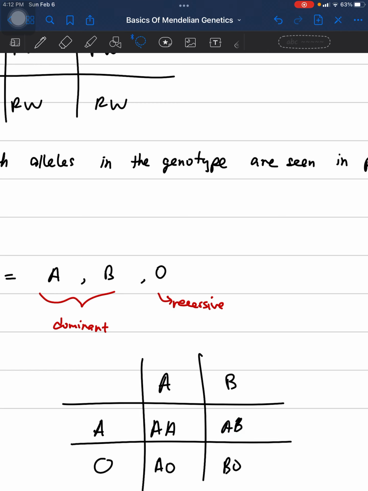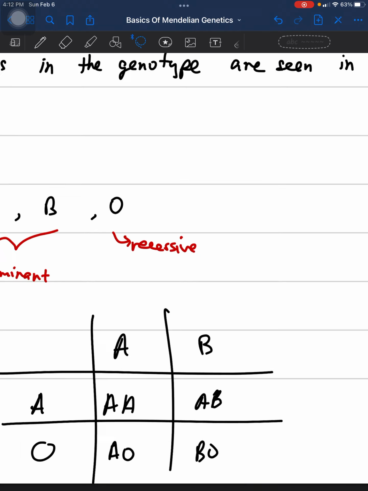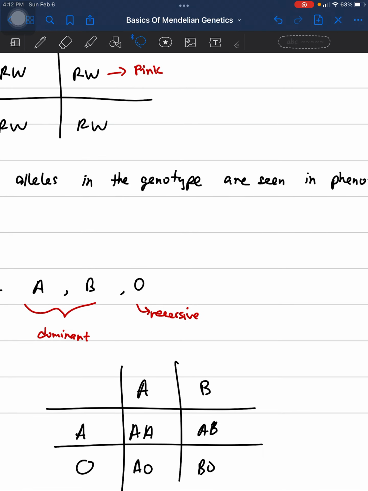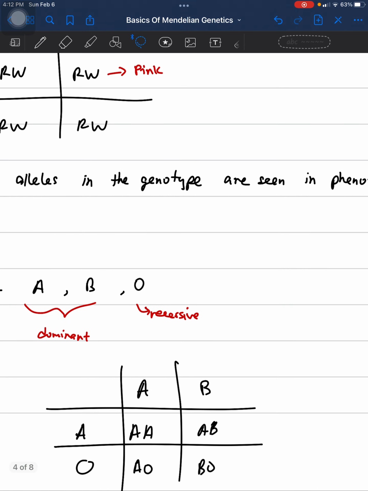In the AB blood type, you see both of these alleles, and once again, one is not dominant over the other, so both are going to be seen in the phenotype. So this is what you call AB blood type, and A and B are both seen in this blood type.